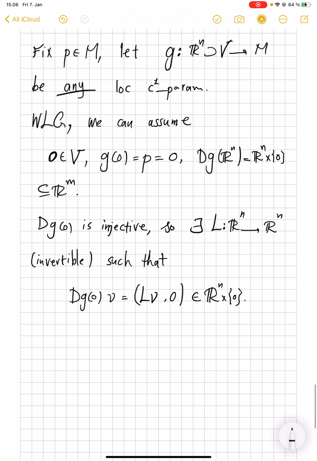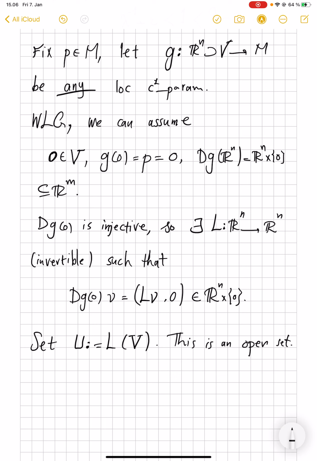dg0. Okay, set U to be L of V. And this is not one vector, L of the open set V. This is an open set. Open image under an invertible linear map is open.